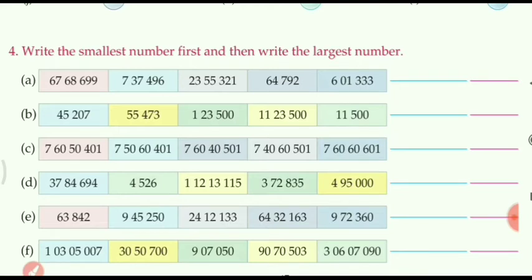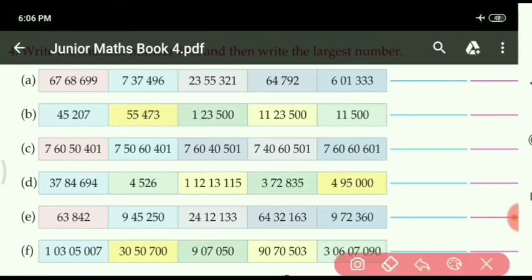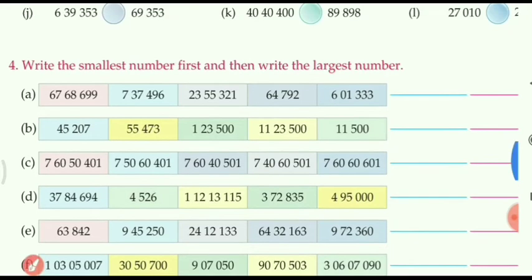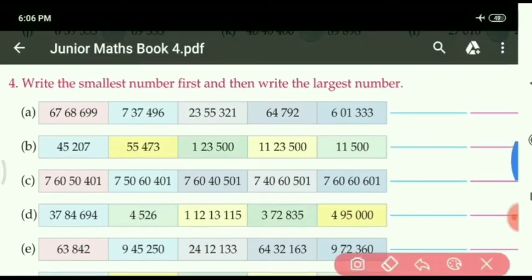Write the smallest number first and then write the largest number. It means we have to write firstly in this blank the smallest number, and then secondly, in the second column, we have to write the largest number. Okay, so let us see the first part.